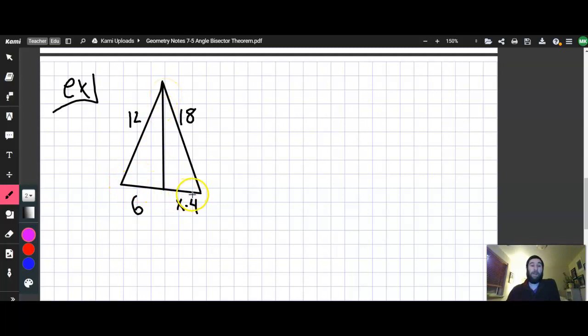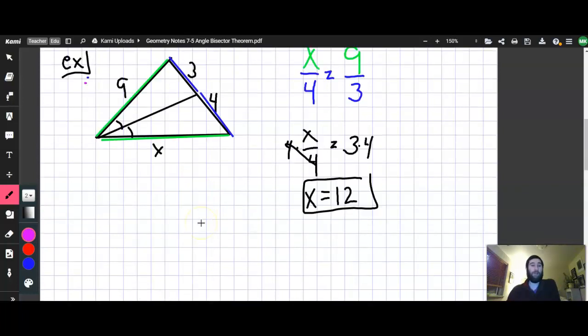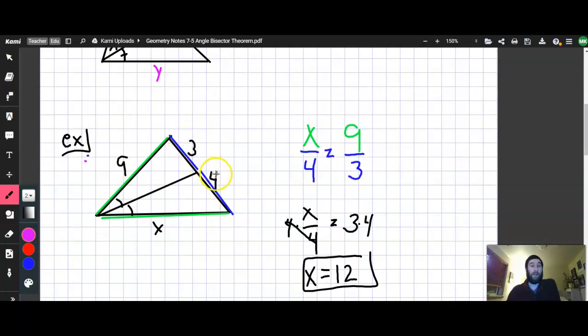This opposite side is not cut in half. The angle is cut in half, which makes the opposite side proportional. So this x minus 4 does not equal 6. Just like up above, this 3 and 4 was different. The opposite side is not bisected, all because the angle's bisected. The connection and relationship is that a bisected angle gives you proportional sides.